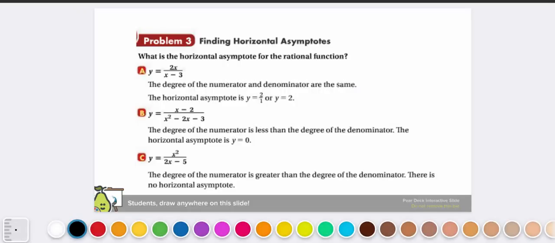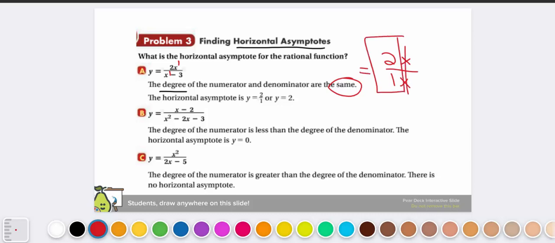Alright, now we get to horizontal asymptotes. So same idea, just work in a different place. We're going to look at the degree. So here, our degree is 1, and down here it's 1. So there's a tie. They are exactly the same. So what we're going to do is we're going to go to the coefficient. So here it was 2x over 1x. So we're going to say that y equals 2 is going to be the horizontal asymptote.